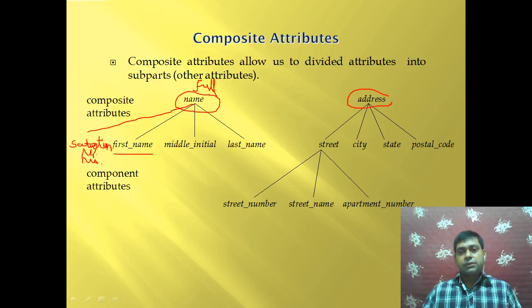Similarly, address is also a composite attribute. It can have multiple subparts which are definitely meaningful. If we have non-meaningful subparts, then that is not a composite attribute, but here address can be divided into subparts and they are meaningful, so we can say this is a composite attribute.